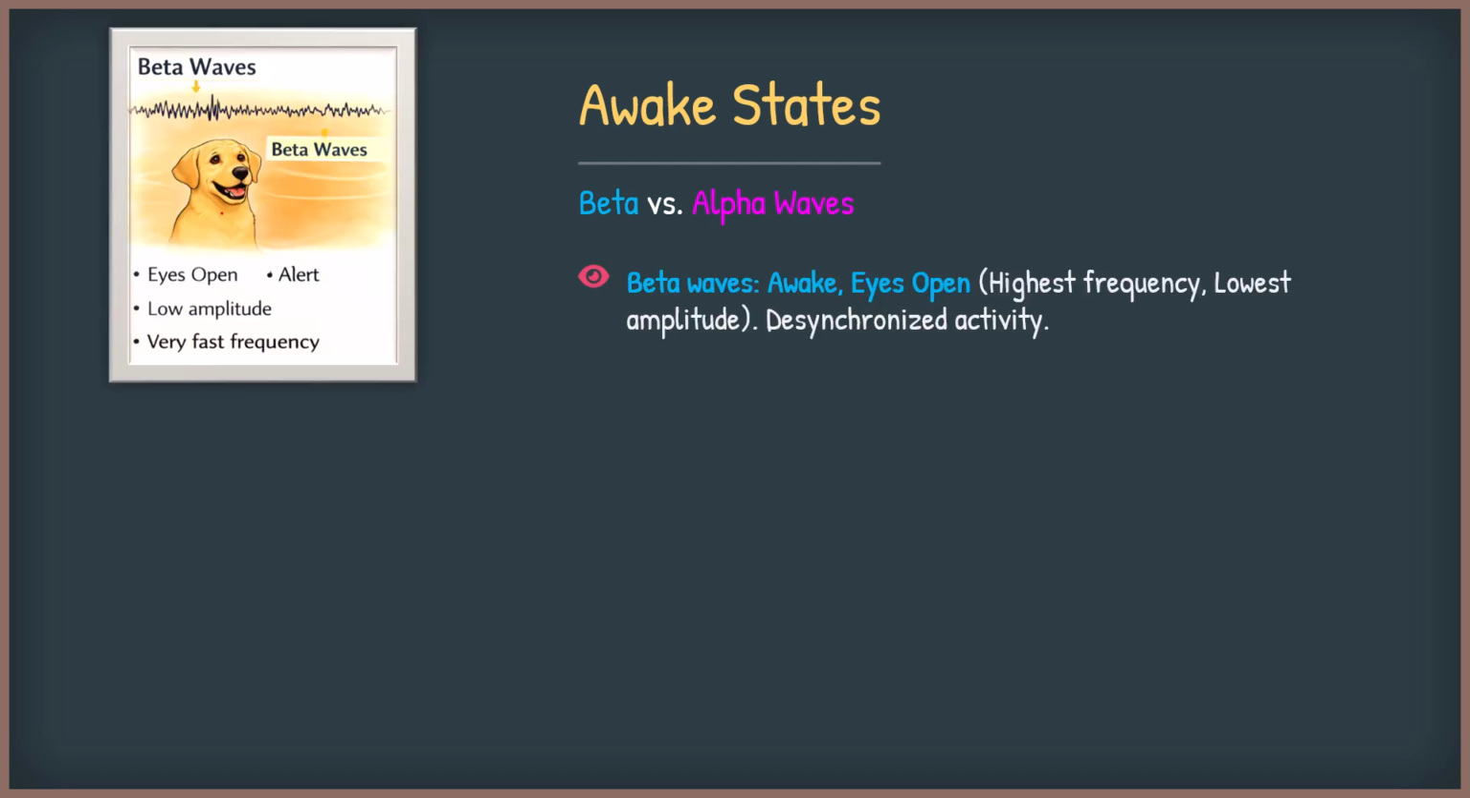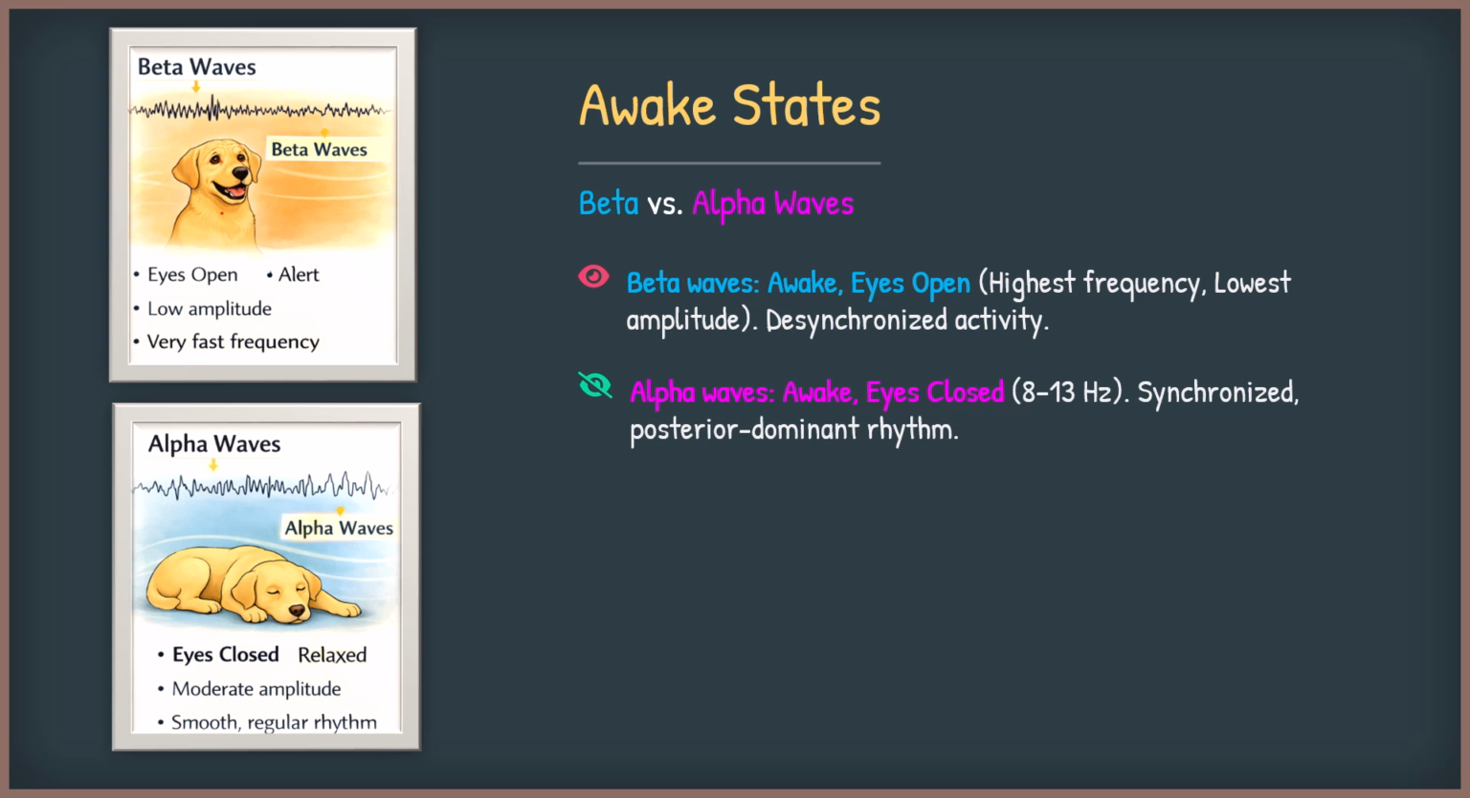So for beta waves, these are going to occur when the patient is awake and their eyes are open. These waves are going to have the highest frequency and the lowest amplitude. It's also going to show desynchronized activity on the EEG. Alpha waves also occur while the person is awake, but their eyes are closed. This can be 8 to 13 hertz, and it is synchronized activity.